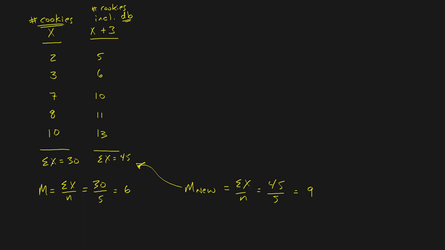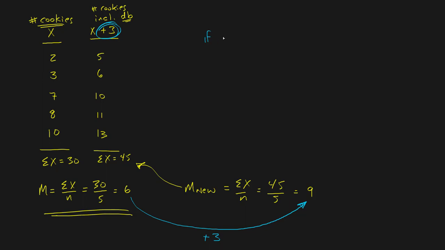But there is a shortcut. If you've already done the work and figured out the mean, and then you know that you're going to be adding a constant to all of your data, the same thing to every single score in your sample, all that you have to do to get from the old mean to the new mean is just add that same constant.